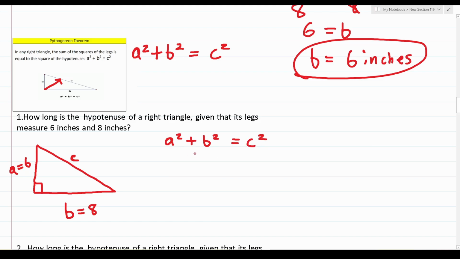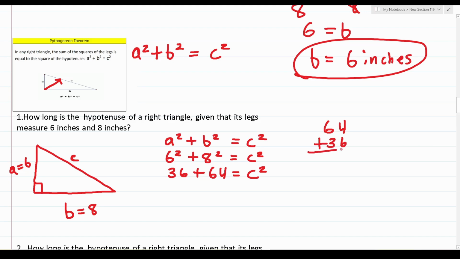We now know what A and B are. That was given to us in the problem. So in place of A here, I'm going to put 6. This becomes 6 squared plus B, which is 8, 8 squared equals C squared. What is 6 squared? That's 36. What is 8 squared? That is 64 equals C squared. If you can't do this math in your head, let's work it off to the side. We have 64 plus 36. 4 plus 6 is 10, so bring down a 0, carry a 1. 3 plus 6 is 9, plus 1 is 10. So this is 100 equals C squared.